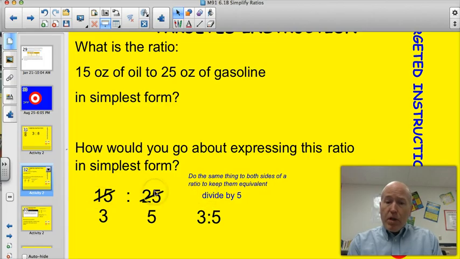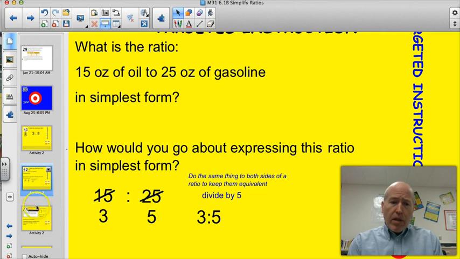So we have 15 to 25. I can divide both of those by 5. So if I divide 15 by 5, I have 3. And if I divide 25 by 5, I have 5. So I get to this ratio 3 to 5. And that is in simplest form. You can think of it like a fraction. If the fraction 3/5 would be in simplest form, this ratio 3 to 5 would be in simplest form too. It means the two sides of the ratio don't share any common factors other than 1.